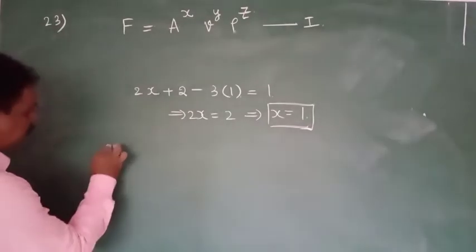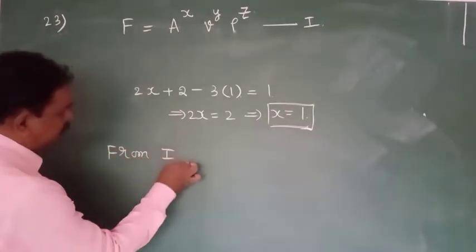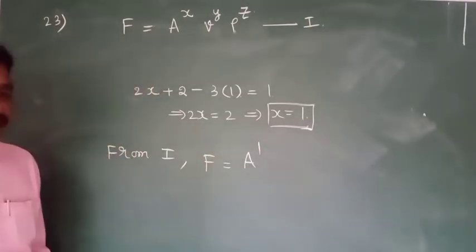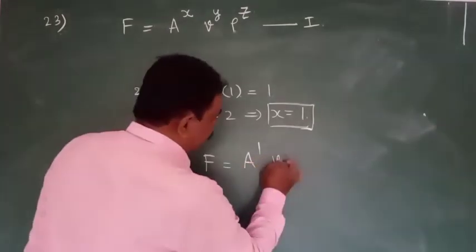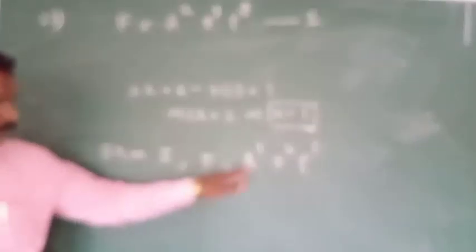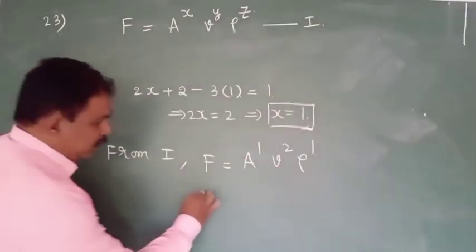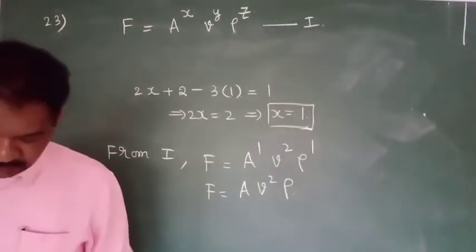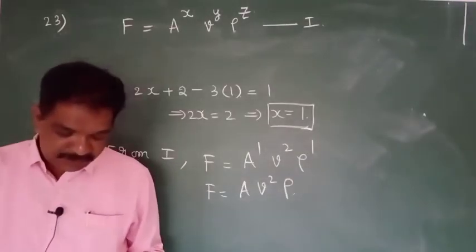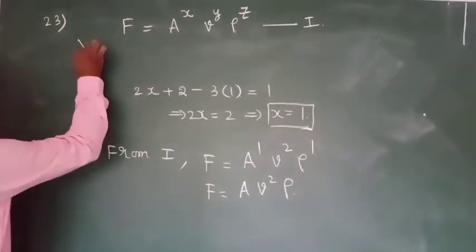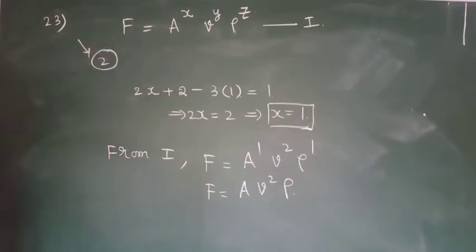So from Roman 1, f is equal to a power 1, x is equal to 1, y value will be 2, z value will be 1. So f is equal to a v square rho. That will be the answer for that. So the option for this question is a v square rho, which comes to 2. So question 23, second option. Clear?